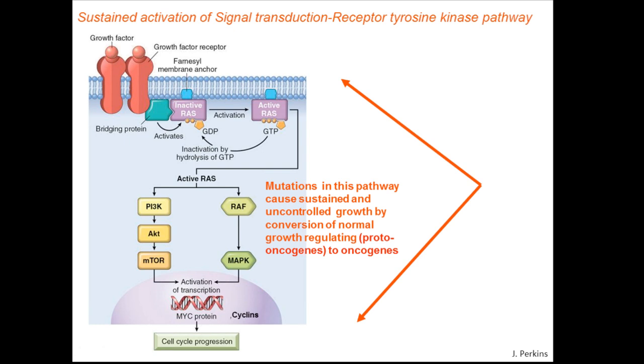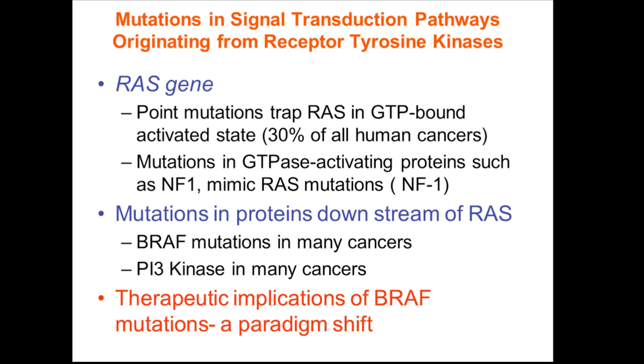So as I mentioned, there can be mutations anywhere in this pathway. We just gave an example of this one. We'll now consider the example of mutations in the RAS gene, which are very common and occur in 30% of human cancers. Of all the oncogenes, RAS is the one that is the most commonly mutated in human cancers. It is not the most commonly mutated gene in all cancers, because the most common gene mutated in all cancers is P53. Amongst oncogenes, RAS is the most common.